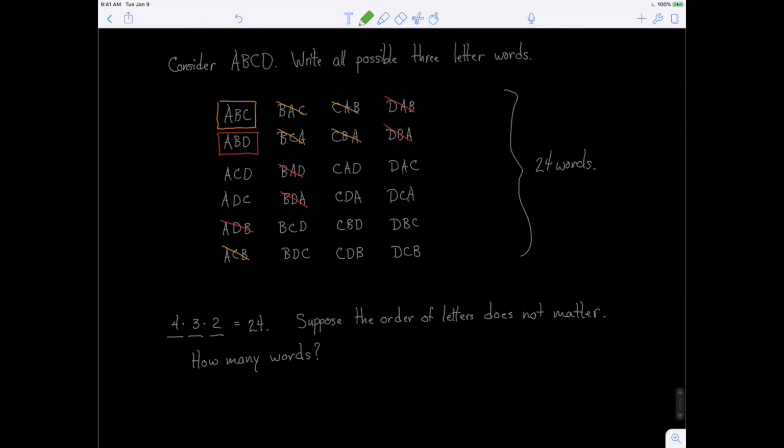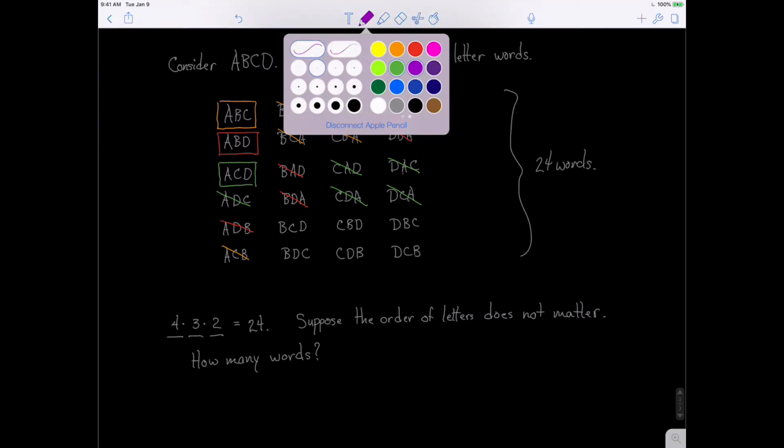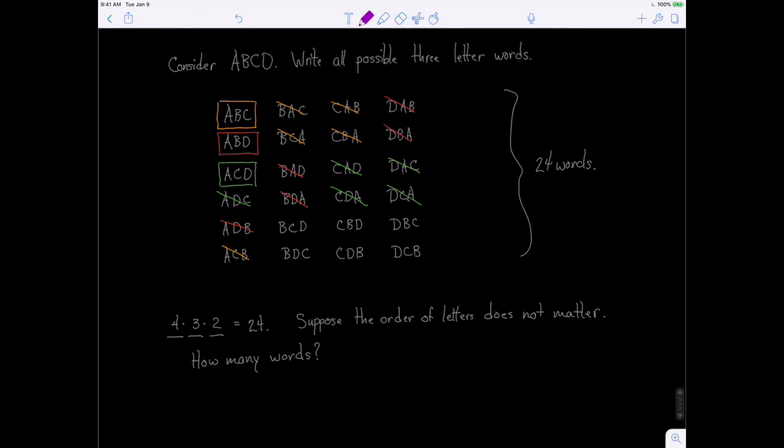All right, now let's try another. We'll use green. How about A, C, D? Let's find all of our words A, C, D. There's one right beneath it I could strike. Here's an A, C, D, and there we go. And we have one more color. I like this bright magenta color. Oh, here's a B, C, D.